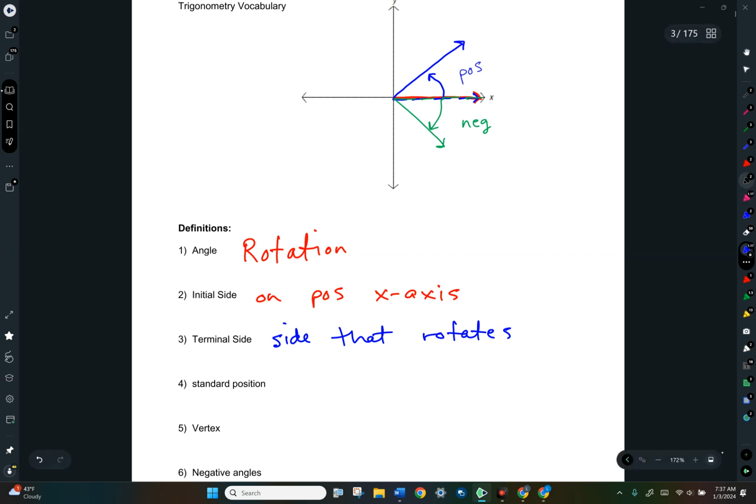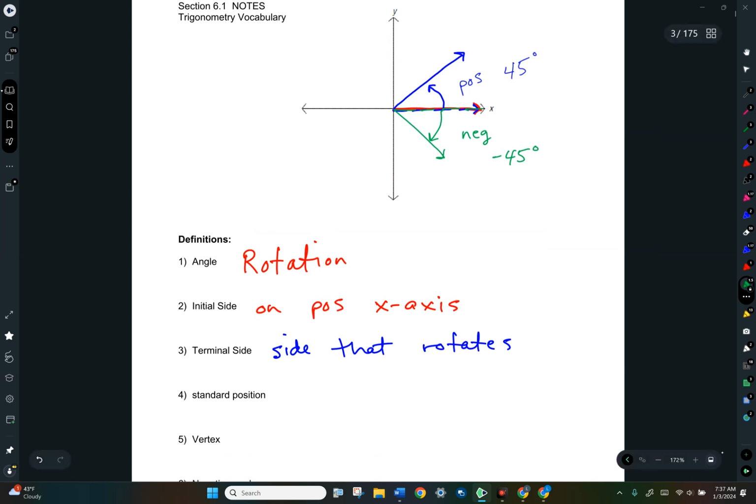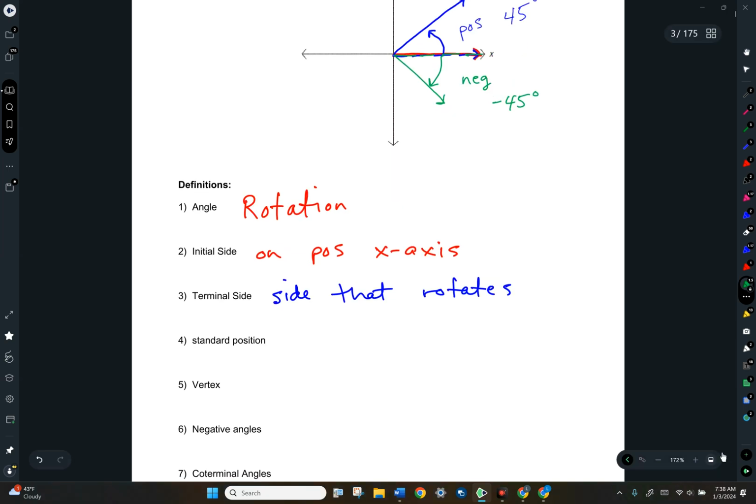Now, I'm not saying this is the exact angle measure, but maybe this one rotated about halfway up in that first quadrant, so we would say that's maybe 45 degrees. Whereas if it rotated the same amount, but in the opposite direction down here into the fourth quadrant, we would say that's like a negative 45 degrees. So in trig, you can have positive and negative angles, and it all depends on the direction that your terminal side rotates. So all of this together is what we call standard position.